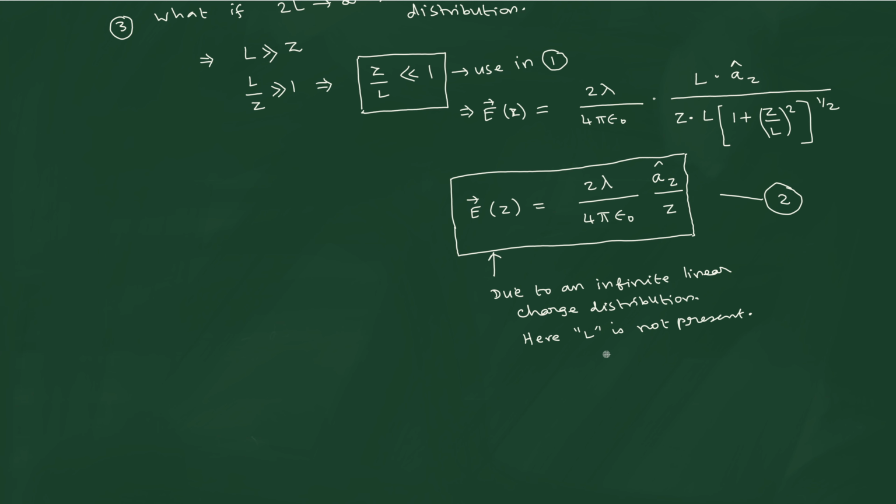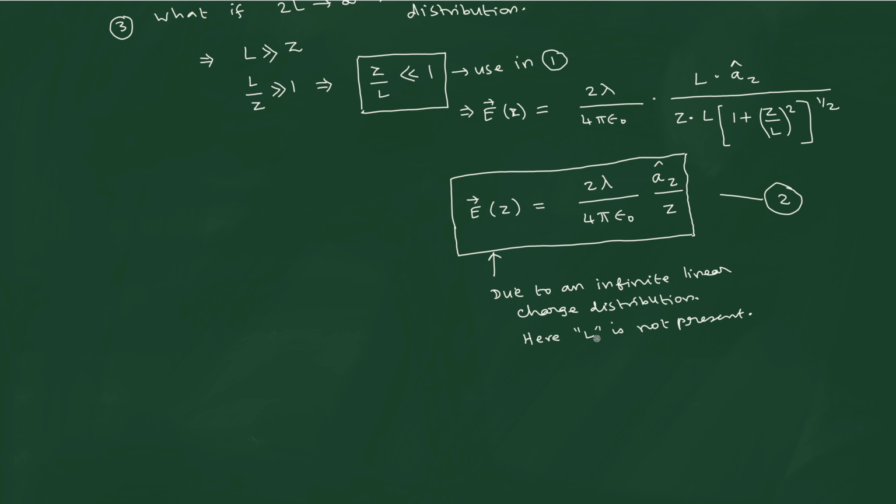So which means that the equation is independent of the length of the wire, because the length of the wire is infinitely long. So that doesn't enter into the equation. If it enters, it's a problem, because if L appears in the numerator, then it is infinitely large. If L appears in the denominator, then it is 0, because 1 by infinity. So in both ways it is not present. That means it is independent of the length of the wire.